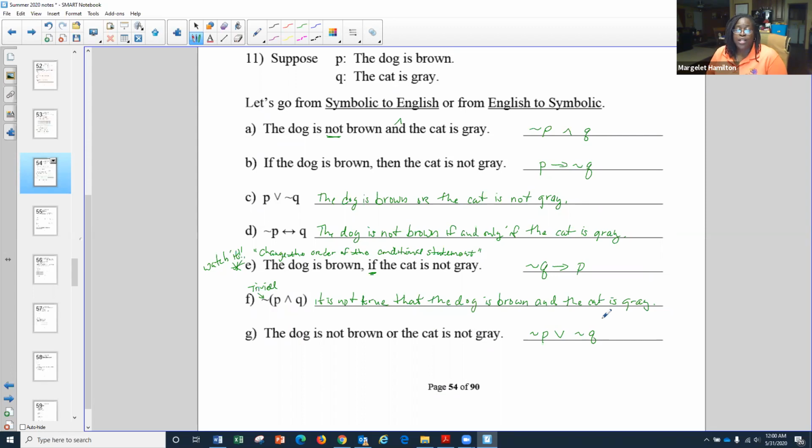Transitioning from symbolic to English and from English to symbolic. All right. Please make sure you're reading those selections carefully and take your time. Not too much time, but just take your time that you're picking the right one. Okay?